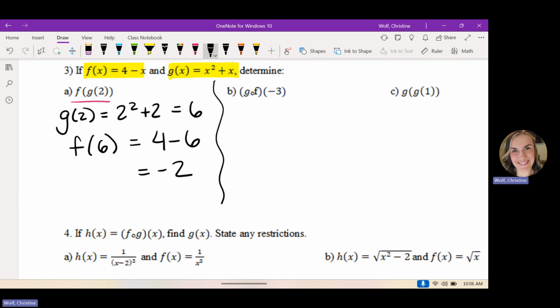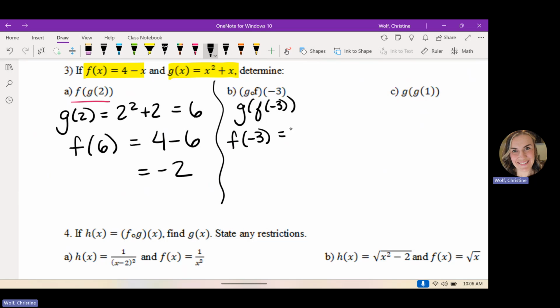Okay. This is just different notation. I'm trying to get you used to different notation. G of f at negative 3 means the same thing as that. You keep the g first, the f second, and the negative 3 is the number we're using. So this means I have to figure out that inner bracket first. What is f at negative 3?